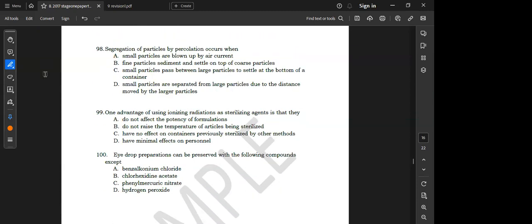So, segregation of particles by percolation occurs when small particles are blown up by air currents, fine particles sediment and settle on top of coarse particles. Small particles pass between large particles to settle at the bottom of the container. Small particles are separated from large particles due to the distance moved by the large particles. We can start by someone telling us what percolation is.